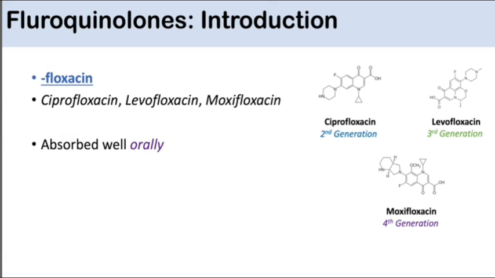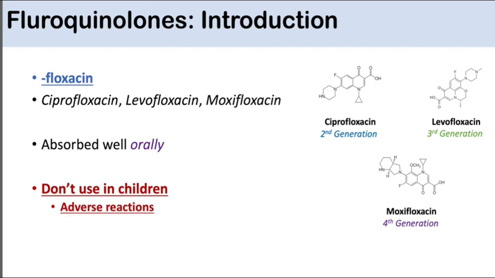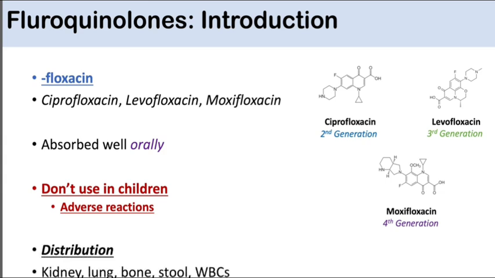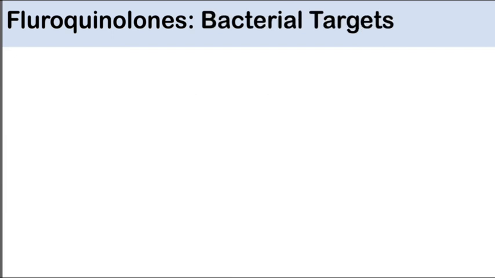They are all absorbed well orally, but a key point in their use is not to use them in children. So don't use fluoroquinolones in children, and it's because of particular adverse effects or reactions, which we'll talk about later in the video. They are well distributed. They distribute to the kidneys, lungs, bones, stool, and white blood cells.